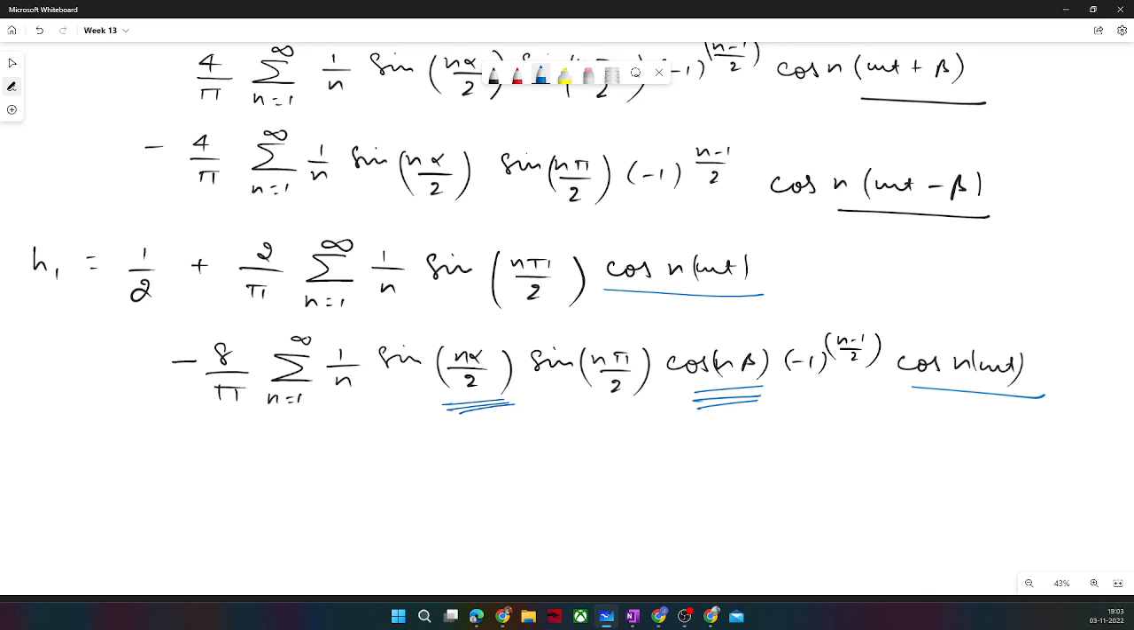So I wanted to conclude it here. We calculated H1 for our two notch PWM. So any doubt in this?